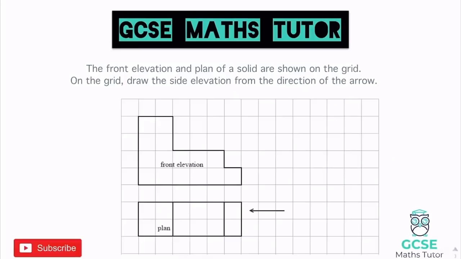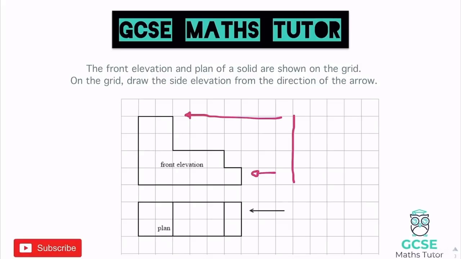Right, okay, so something slightly different again. We've got the front elevation and plan of a solid shown on the grid. And on the grid, draw the side elevation from the direction of the arrow. Okay, so we're looking at it from the front there, and again, thinking about the front elevation, we're looking at it from this angle here. Now again, thinking about the logic of the last question, it doesn't matter how wide it is for the moment, but the height of that from the front is going to be exactly the same height as it is over here. The height isn't going to change, so we can draw that in from base to the top there as being the same height.